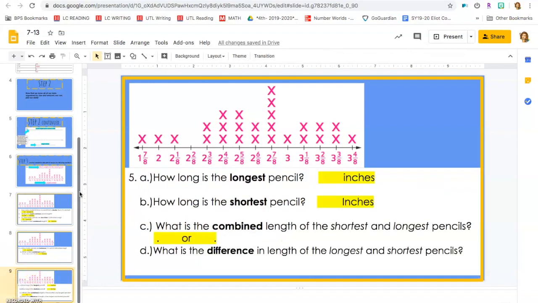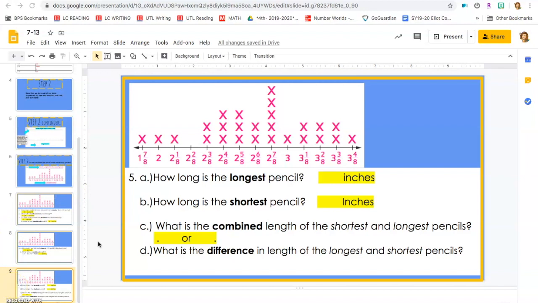Okay, number 5. There are 4 parts to this question. So I'm going to read you each part, and then I'm going to have you pause the video, and I want you to try to answer these on your own. 5A, how long is the longest pencil? B, how long is the shortest pencil? C, what is the combined length of the shortest and longest pencils? And D, what is the difference in length of the longest and shortest pencils? Take a moment to try to solve and answer all of these problems.